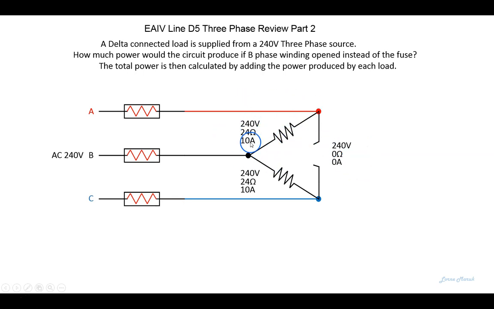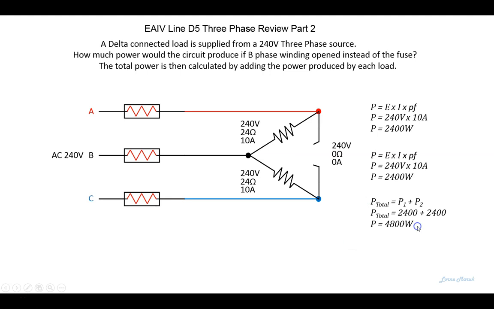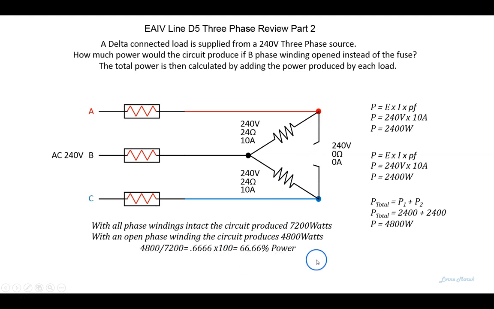Here, 240 divided by 24 gives us 10 amps. We can figure out the power, 2,400 each. To give us a total power of the circuit of 4,800. So before, with the phase winding intact, we produced 7,200 watts. Now with it open, we only produce 4,800 watts, which is 66.66% of the power.